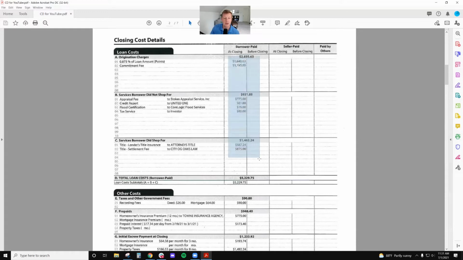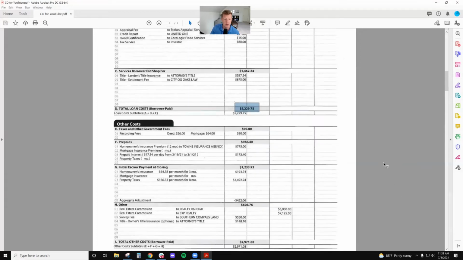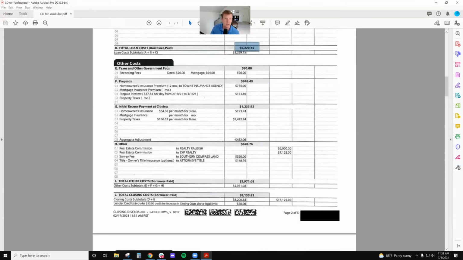But all of these costs, and you would probably still have to pay, obviously, that settlement fee, but all of these costs are considered loan costs. If you don't get a loan, a lot of these go away. So the total loan cost was $5,200. Now let's go look at the other costs. We've got recording fees. These are costs that the government charges to record the sale in their system.